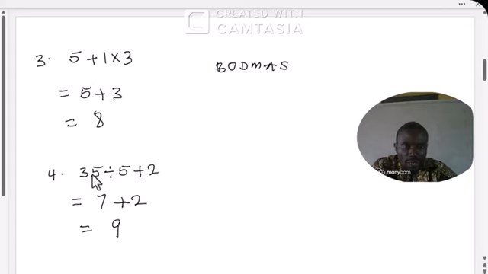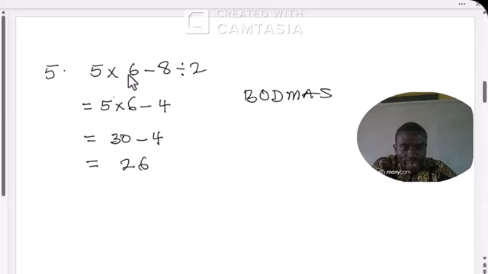Now 35 divided by 5 plus 2. Division comes first, then you do addition. That is how we arrive at 9. Also, we have 5 times 6 minus 8 divided by 2. If you don't follow the order, you will be tempted to say 6 minus 8 is minus 2, now multiply by 5, minus 10, divided by 2, we're getting minus 5, which is not correct. But when we follow the order, we have multiplication, subtraction, and division: division first, followed by multiplication, and followed by subtraction.